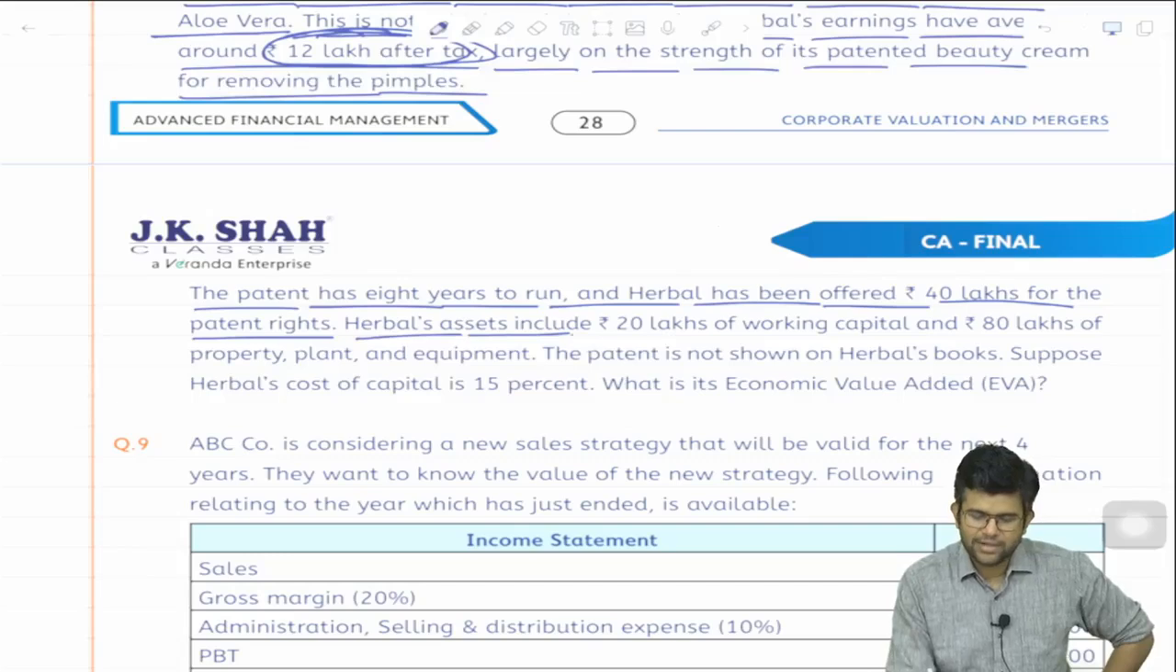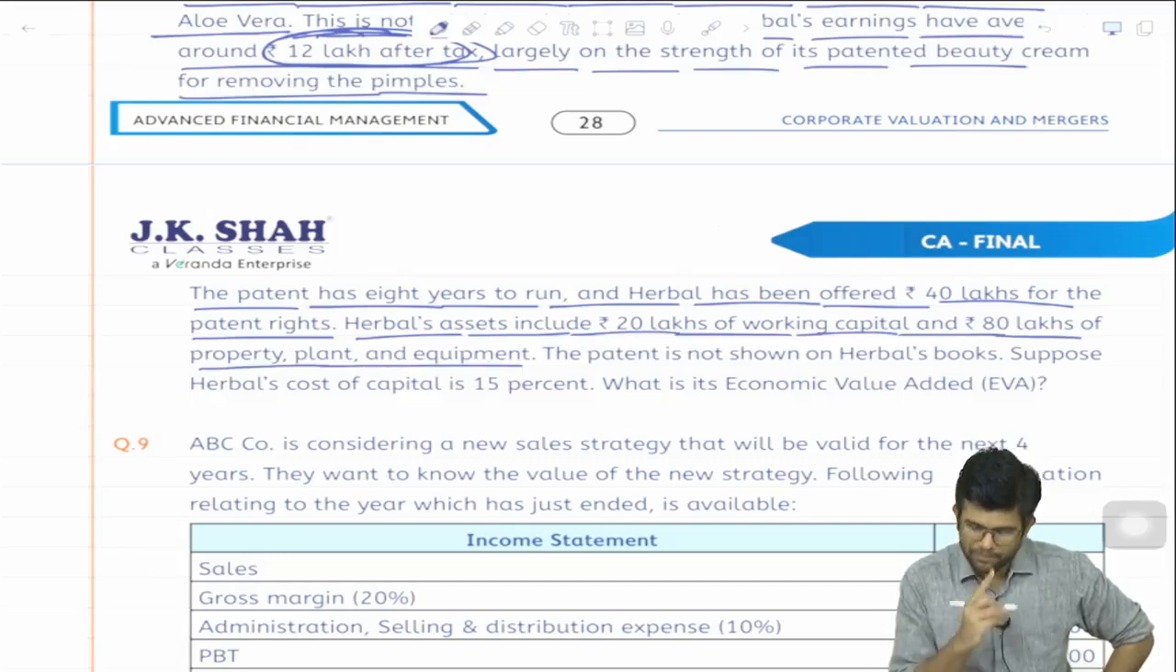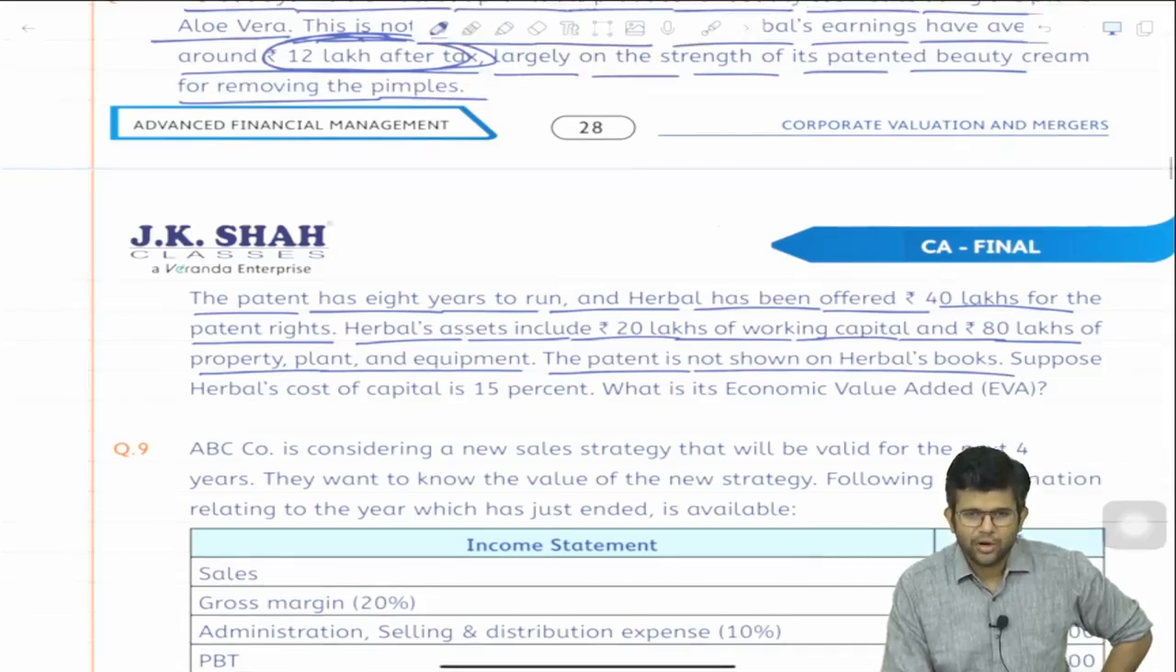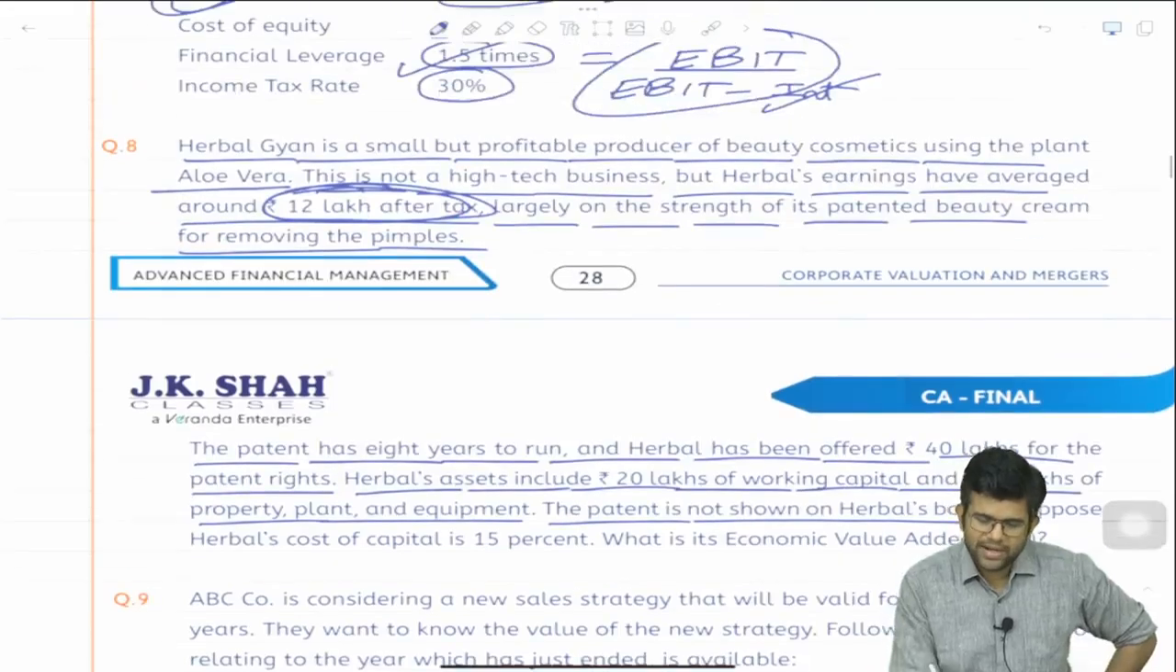Herbal's assets include 20 lakh of working capital and 80 lakh of property, plant and equipment. Basically, can I say 100 lakhs is the total capital employed? Total assets means total capital employed. However, the patent is not shown in Herbal's books as of now. So the problem is that 40 lakh rupees of patents are not seen in your assets, but it has an impact on your NOPAT.